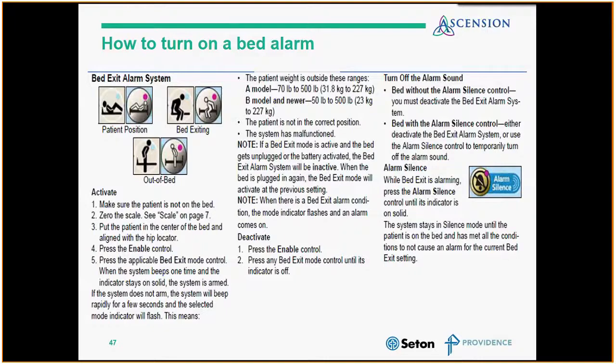This is instructions on how to do a bed alarm. Again, if a patient is a fall risk and is lying in the bed, they need to have a bed alarm on at all times. Please reach out to the unit for more information.